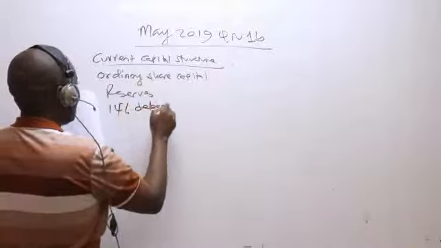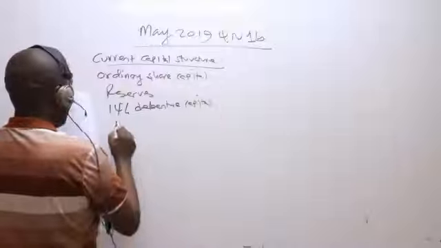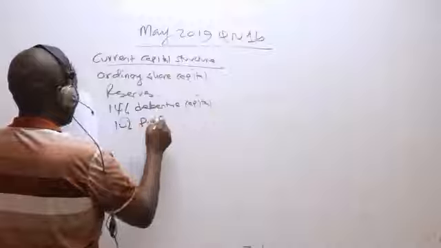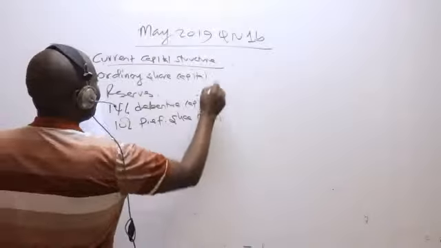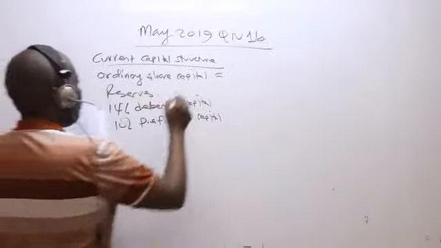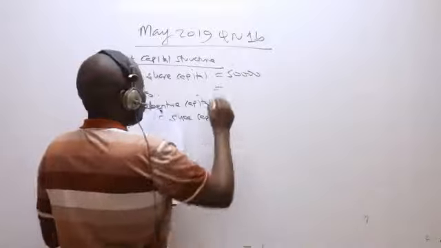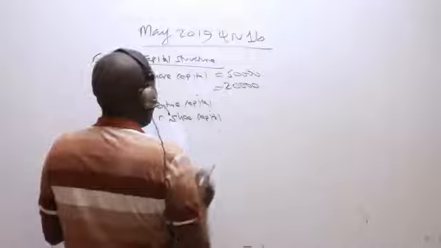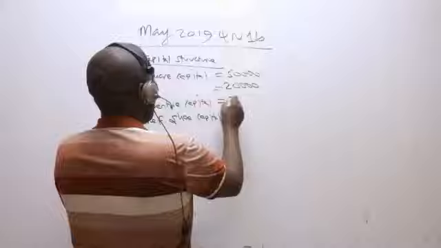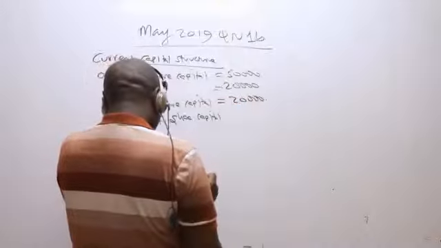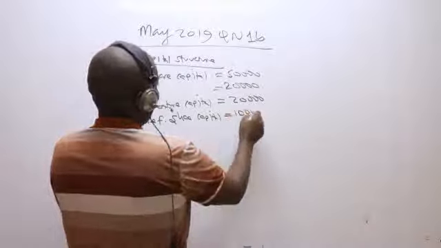And then we have 14% debenture capital. And then we have 10% preference share capital. So this one is 50,000 in thousands. Reserves account for 20,000. We have 14% debenture capital accounting for 20,000. We have 10% preference share capital accounting for 10,000.